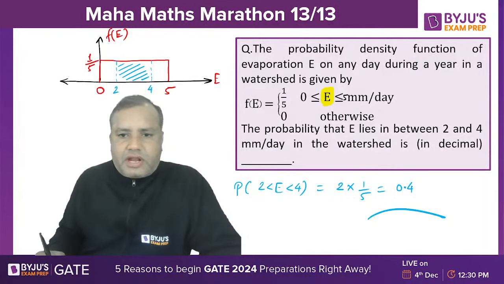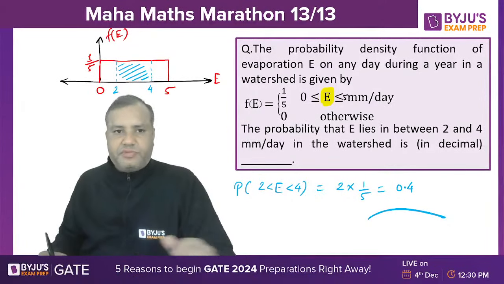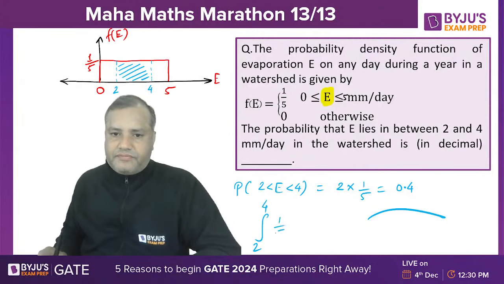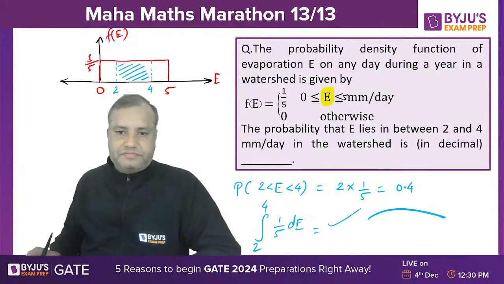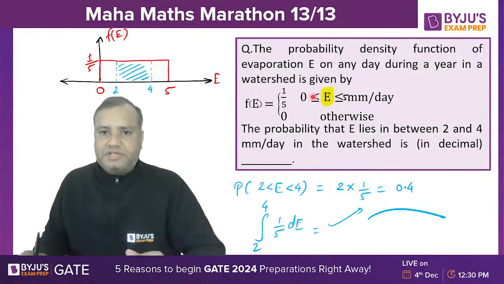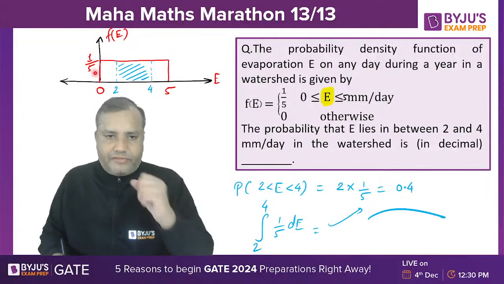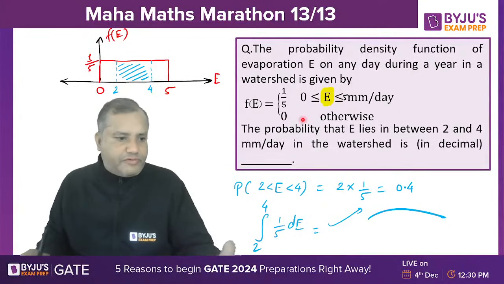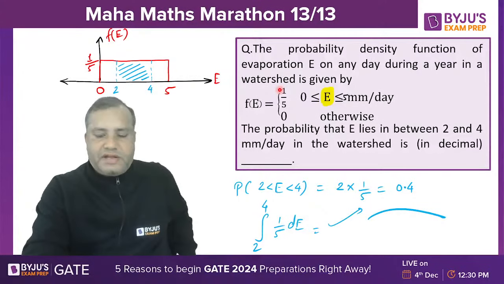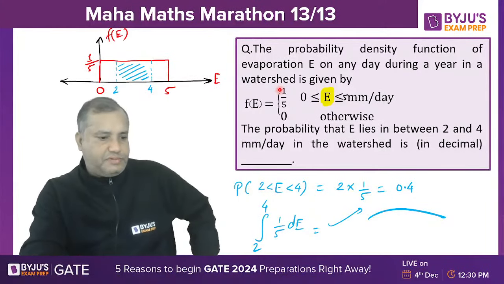Madhuvamshi, even if you are not able to decide that this is uniform distribution, you would have just integrated in the interval 2 to 4. So if you integrated in the interval 2 to 4, you would have selected 1 by 5. You will get the same answer. I just got the thought that in the interval 0 to 5, it is 1 by 5. So this is following the definition of uniform distribution. That's why I concluded that it is following uniform distribution.